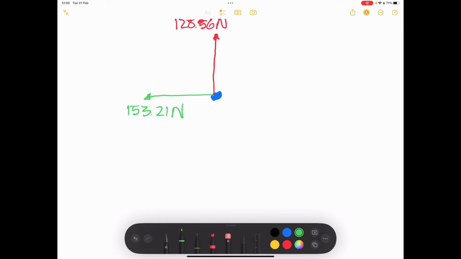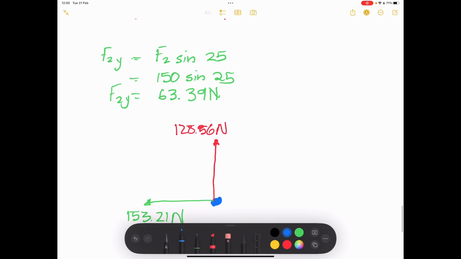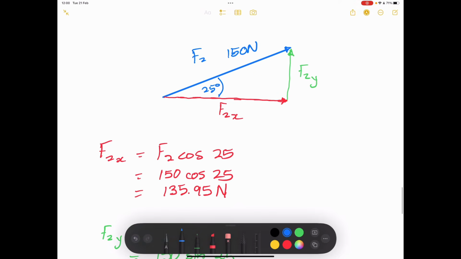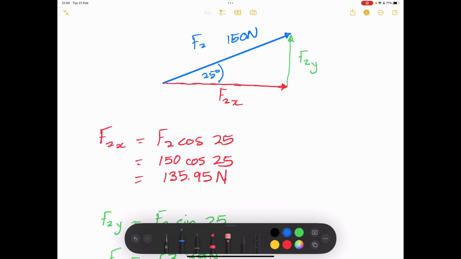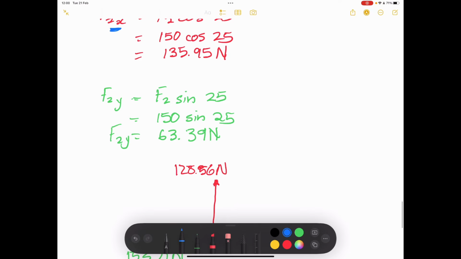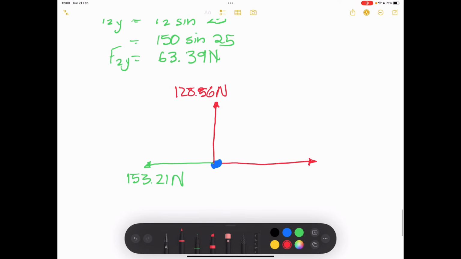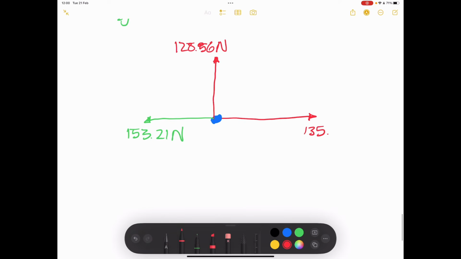So I just want us to be able to see what we're doing. All right, and then let's go to force F2. We said the one in the red was the horizontal force, that's 135. So this time, the one in the red going that way was 135.95, right?